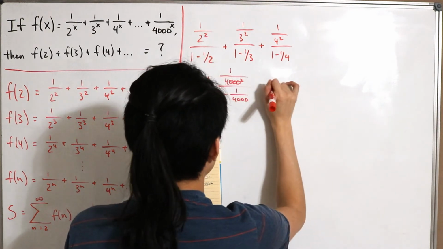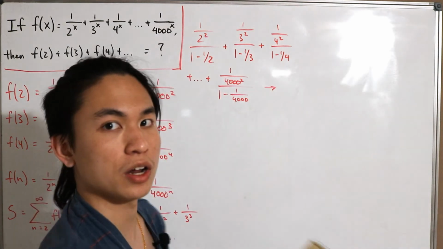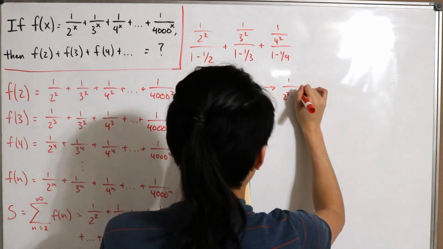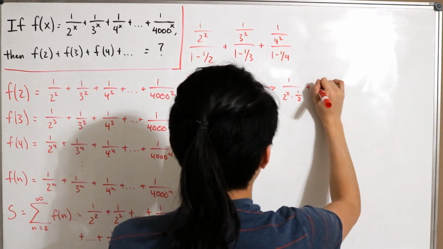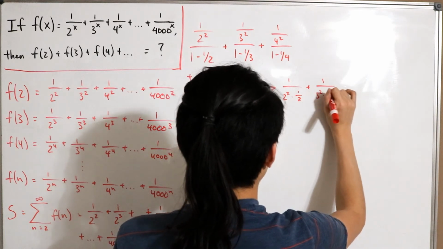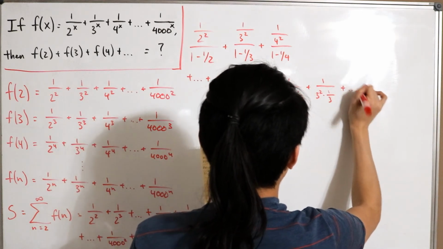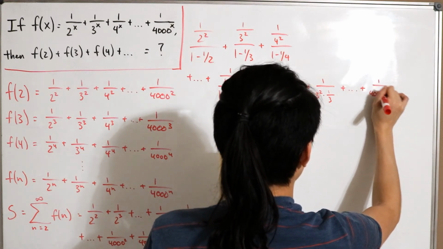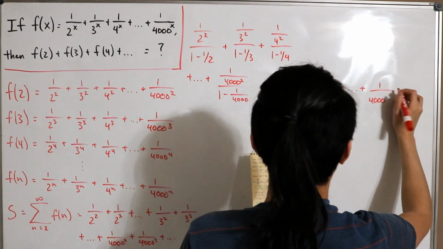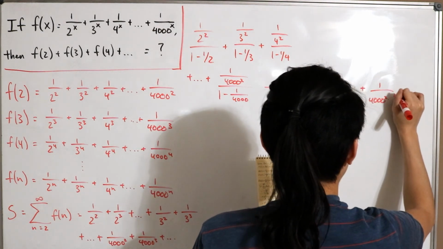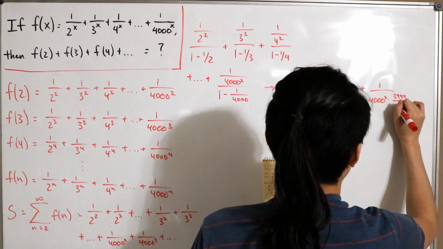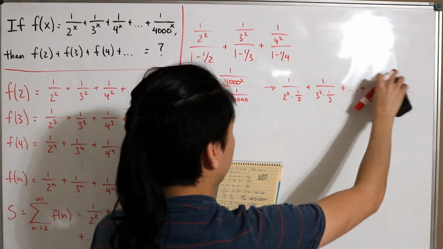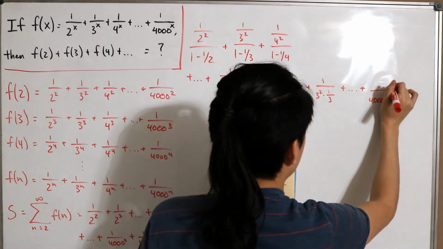So here we get this newly rewritten expression. This is going to come down to 1 divided by 2 squared, times 1/2. Then add this with 1 divided by 3 squared times 1 over 3, so on and so forth. And then we get 1 divided by 4,000 squared, and then multiplied by 3,999 divided by 4,000. Okay, and now we can see that we have some of the numbers that cancel each other out.